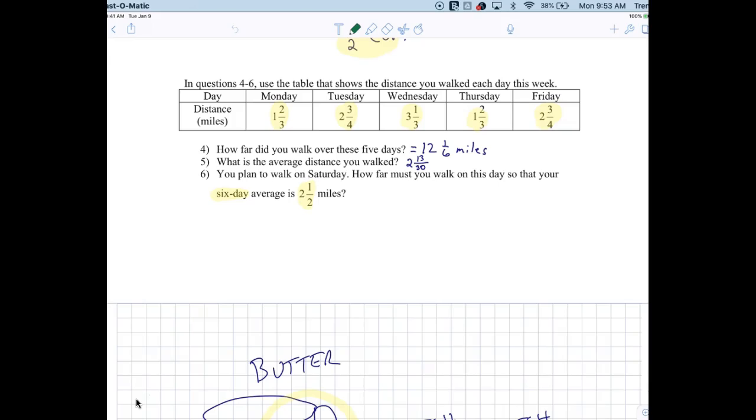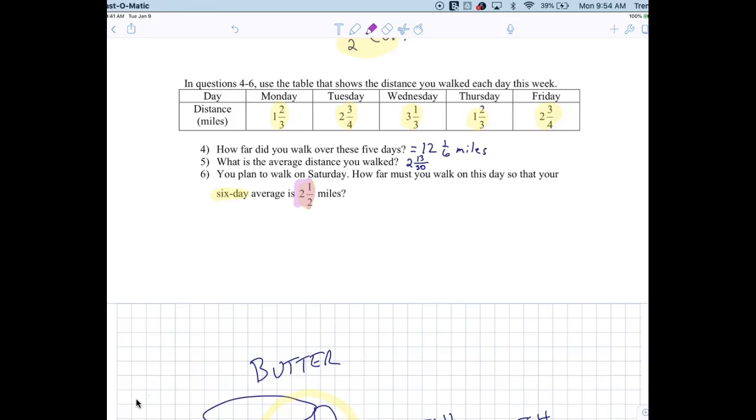Here we go. So it says, you plan to walk on Saturday. How far must you walk on this day so that your 6-day average is 2.5 miles? Now, who can tell me what an average of 2.5 miles means? What would be a good definition of walking an average of 2.5 miles? Gray, what would you think? So you get the average, like add them all up, and then you divide them by the number. Yes, that's how you find the average.